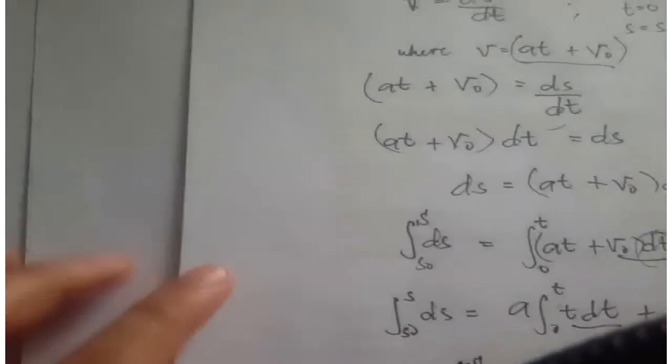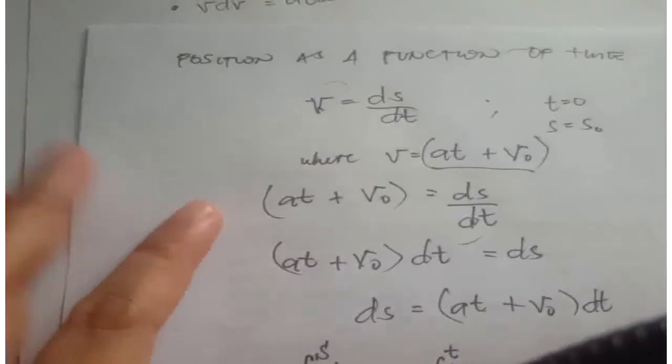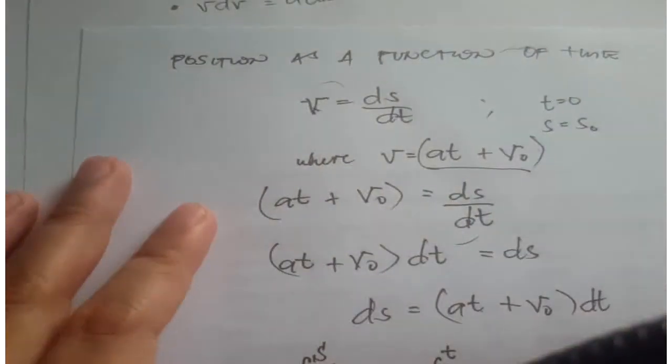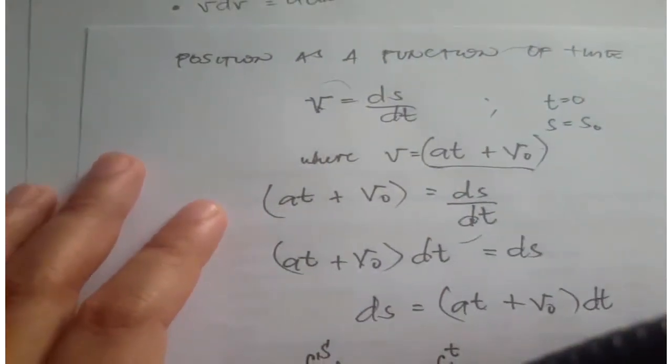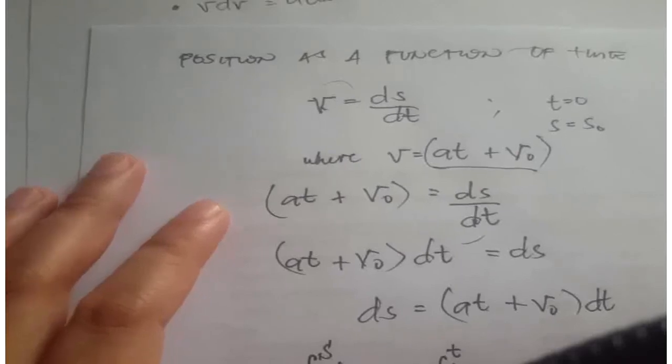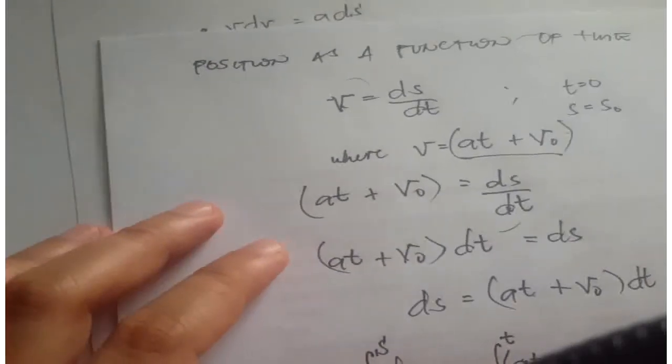So we've done the velocity as a function of time, and we've also done the position as a function of time. Then lastly, we will solve the velocity as a function of position, our last equation.